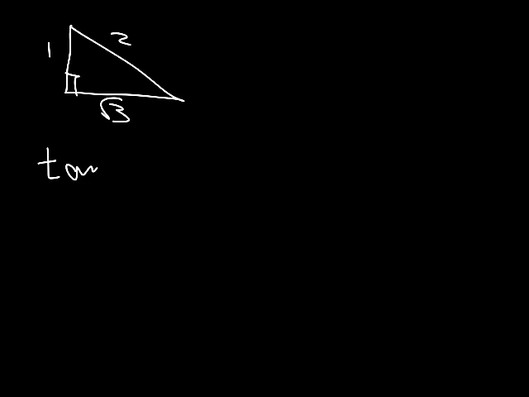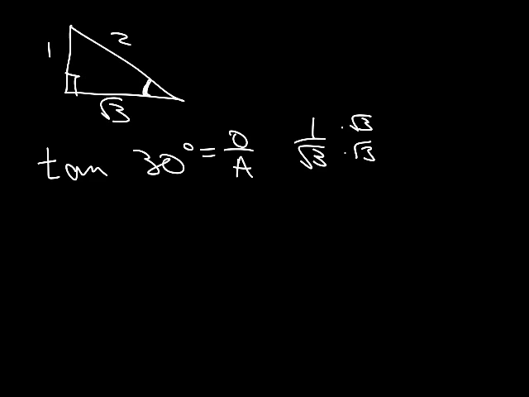So for example, tangent of 30 degrees. I know my tangent of 30, that's 1, 2, square root of 3. My tangent of a 30-degree angle, which would be this one, it's the smallest one, is going to be opposite over adjacent. The opposite one is 1. The adjacent one is square root of 3. Multiply it by square root of 3 over square root of 3 and you get square root of 3 over 3. That is the exact value.